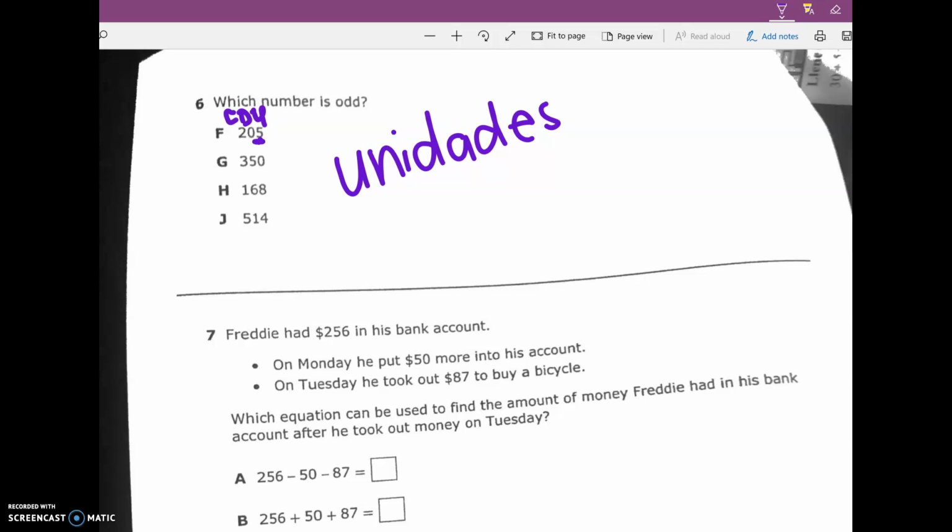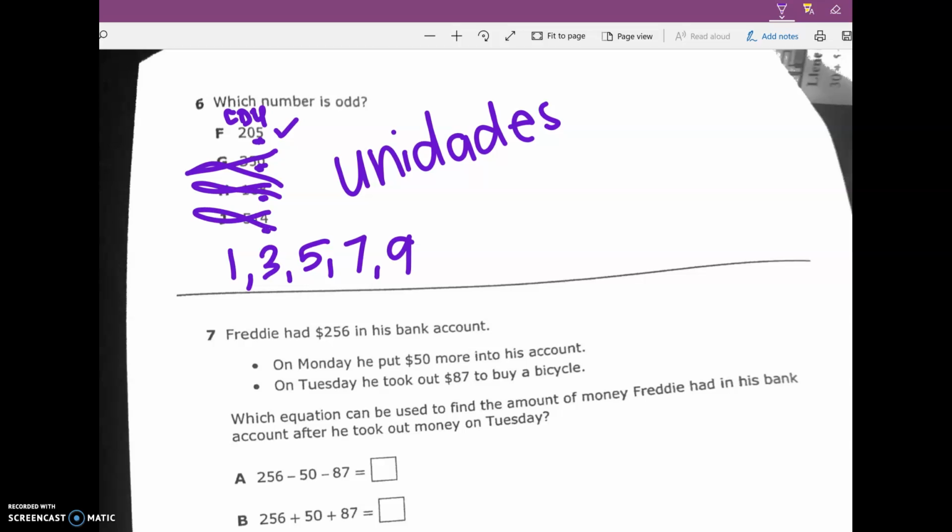So let's look at our unidades. Here, the unidad is 5. Is that odd? Yes. So that one I like. 0. Is that odd? The odd digits are 1, 3, 5, 7, 9. Nope. Not G. Let's look at 8. Nope. 8 has a couple. Nope. 4. Nope. So your odd number is F. 205 is an odd number.